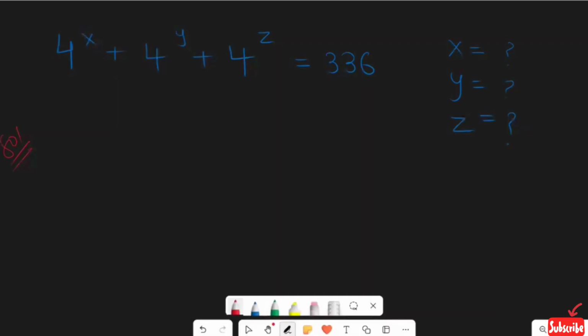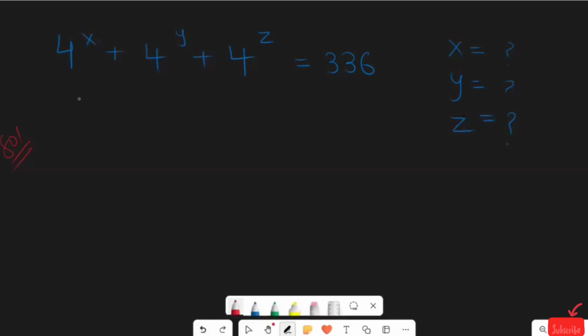Hi, here we have a nice exponential equation: 4 to the power of x plus 4 to the power of y plus 4 to the power of z is equal to 336. Here we are going to find out the values of x, y, and z. So let's start our solution.